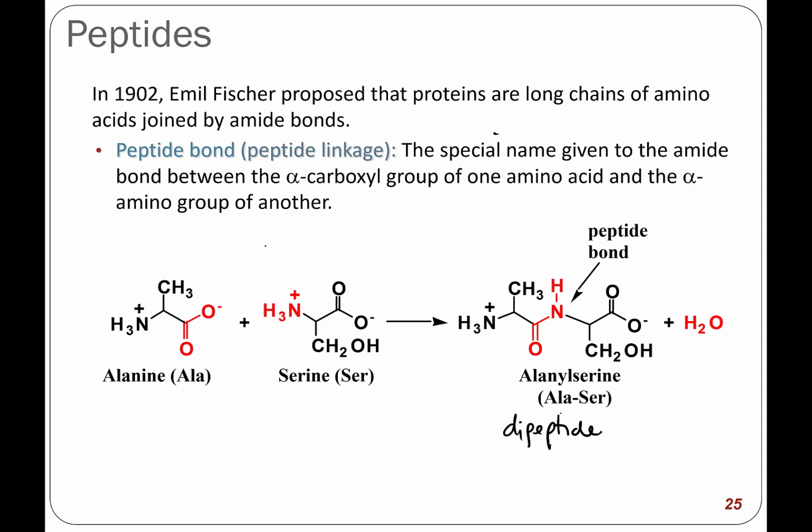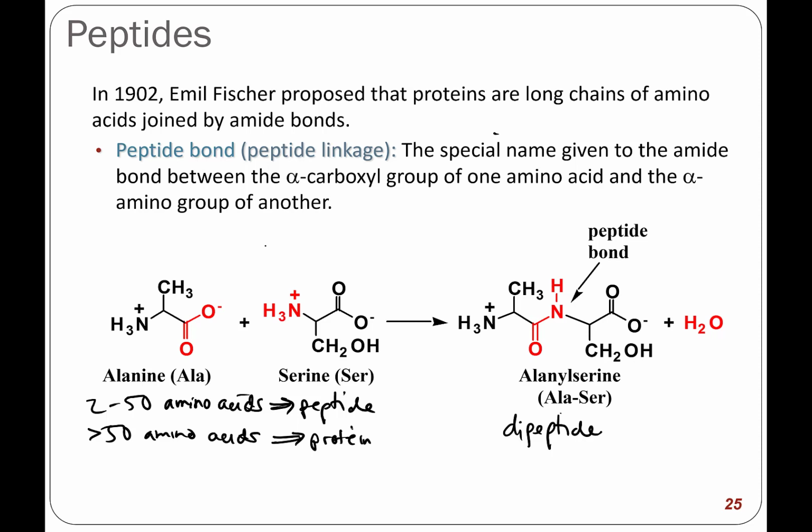Okay, so let's put 2 to 50 amino acids. Greater than 50. Protein.